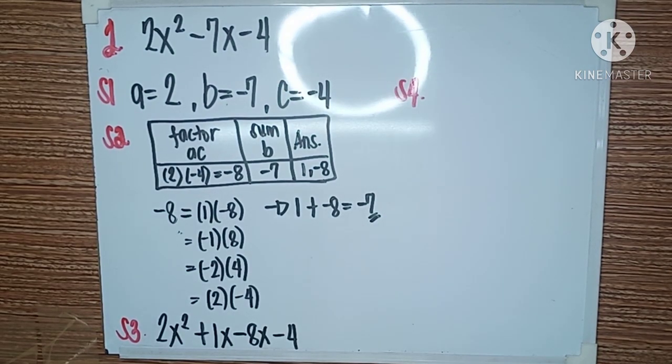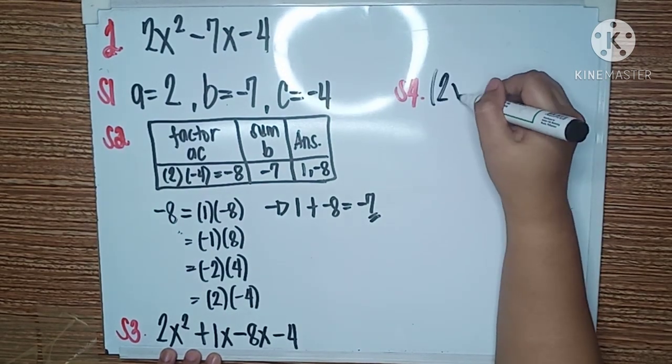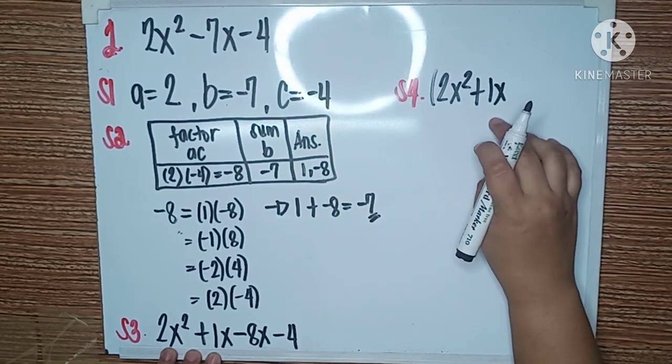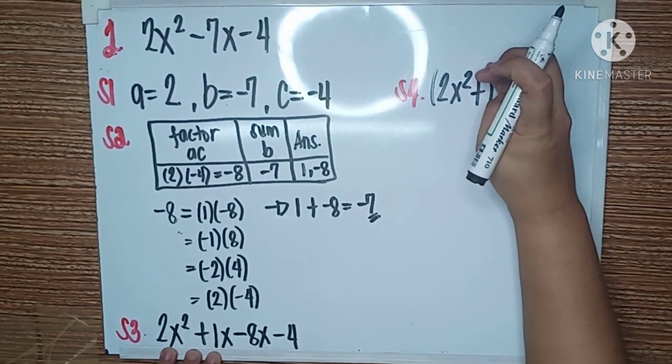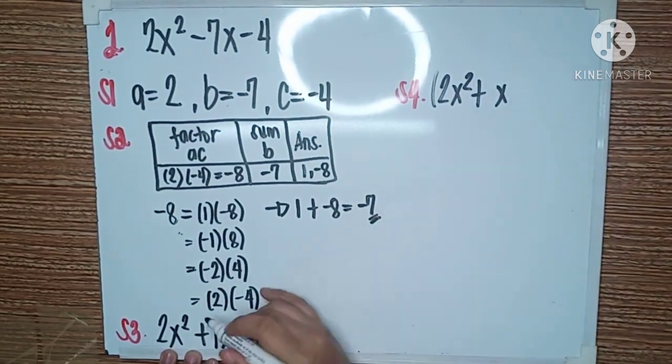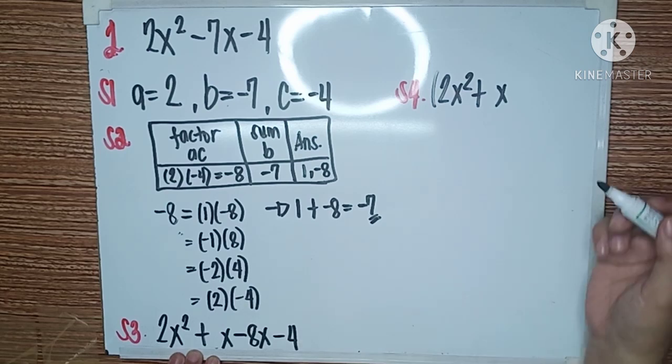Step 4, regrouping. So, we'll regroup our answer in step 3. So, kung anong ginawa natin kanina, yun na lang din. I-regroup na lang natin yung first, second, third, and fourth. So, our first group is 2x squared plus 1x. Uy, 1x. So, si 1 ay invisible. Tanggalin na natin si 1.